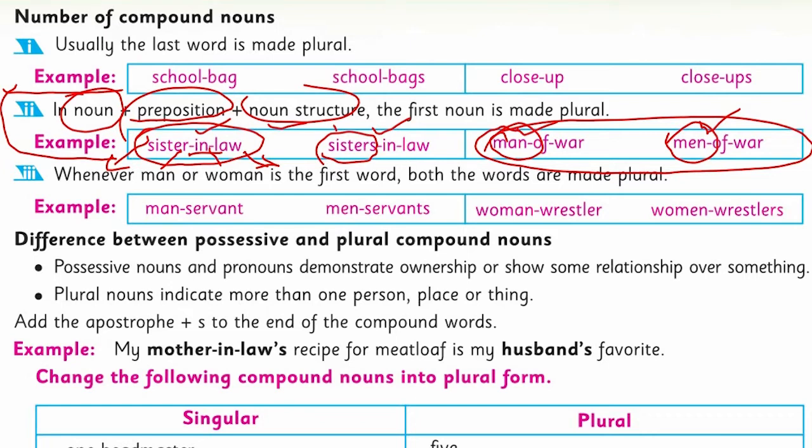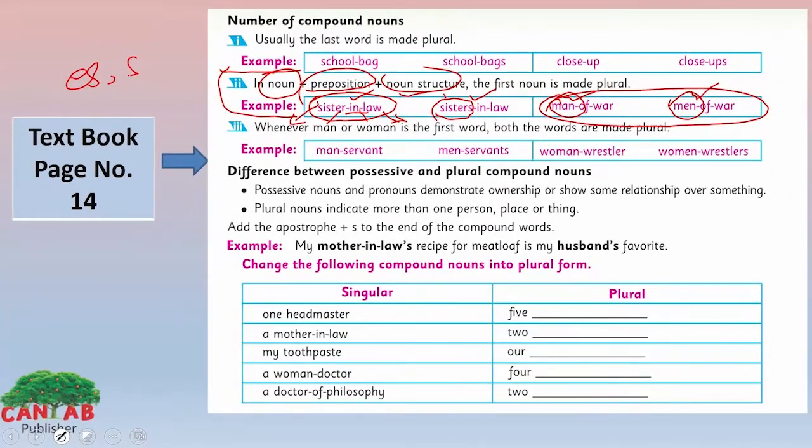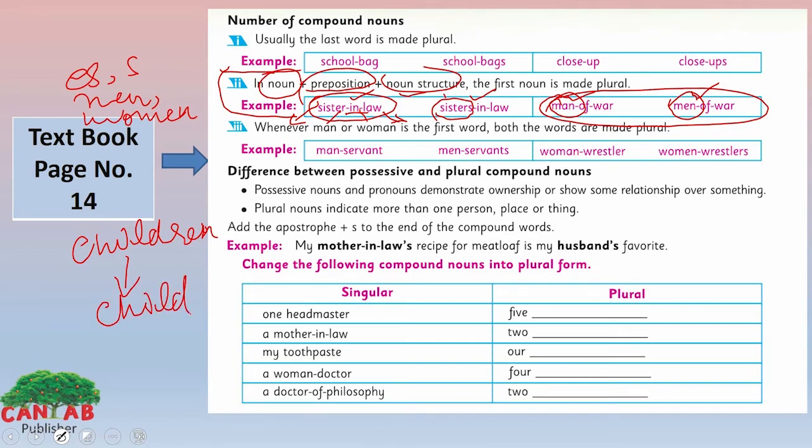Dear students, we also discussed plural and singular nouns in your previous class. So these are irregular plural nouns like men, women, children. The singular form of children is child. These are irregular nouns. And we can see hyphens in these too. Of is a preposition here.